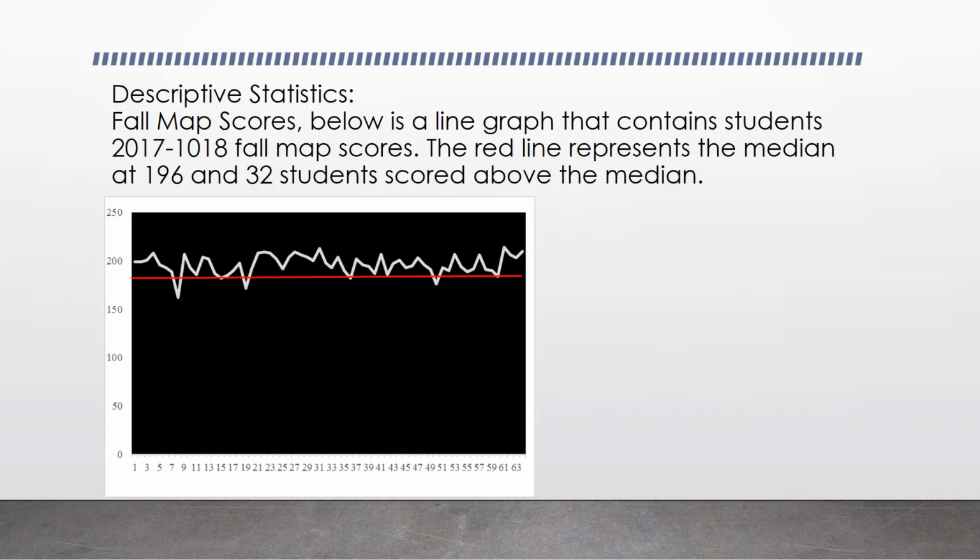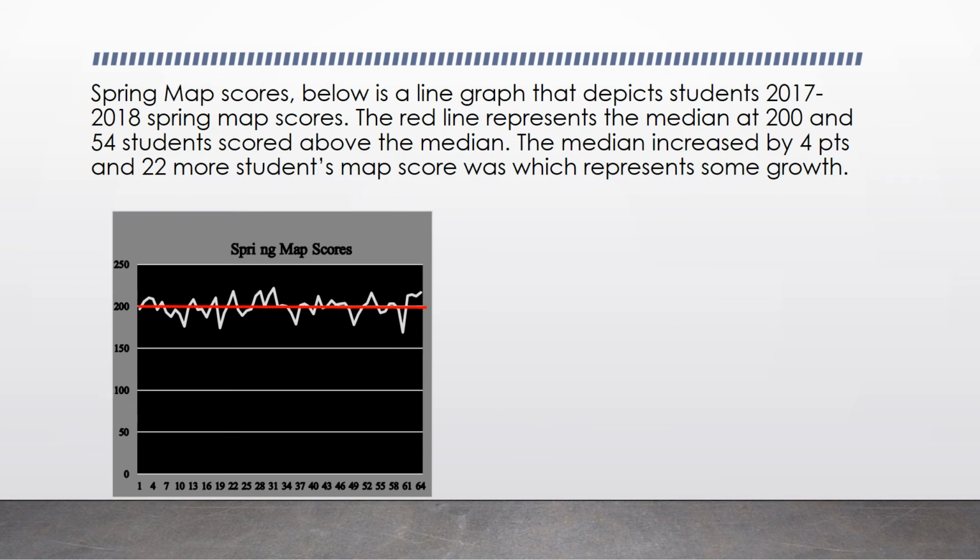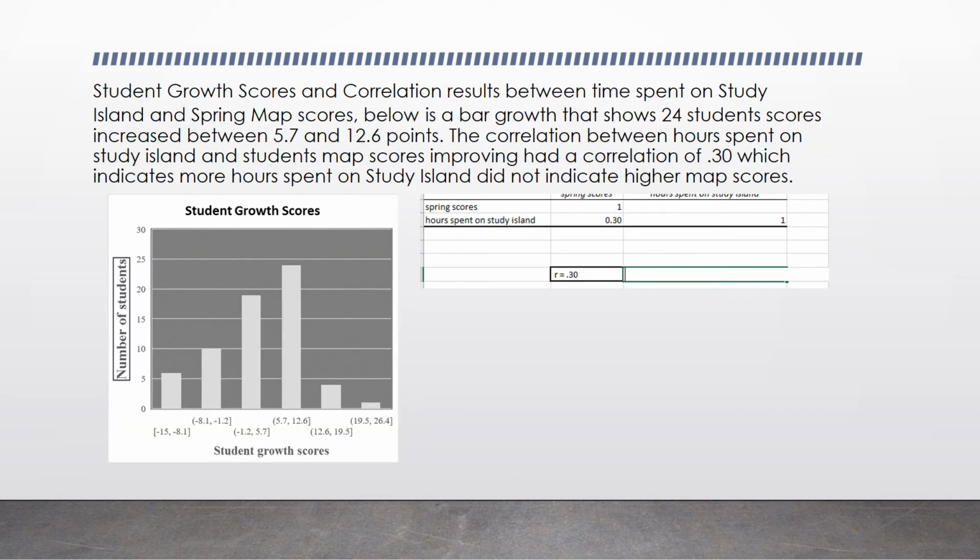So next we have a list of my students' fall MAP scores. And if you notice, the red line is the median. So for the fall, the median was 196, and 32 students scored above the median. Next, we have the spring MAP scores, and if you can tell, the median increased from 196 to 200, and this time 54 students scored above the median.